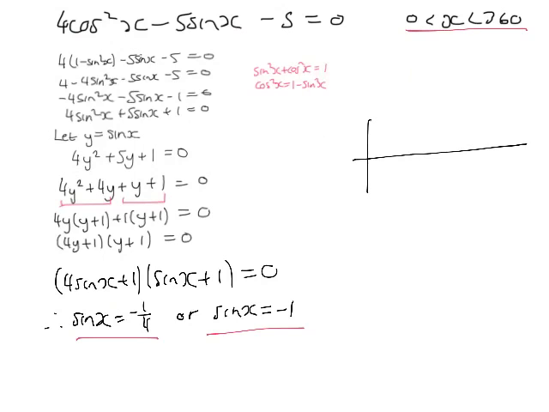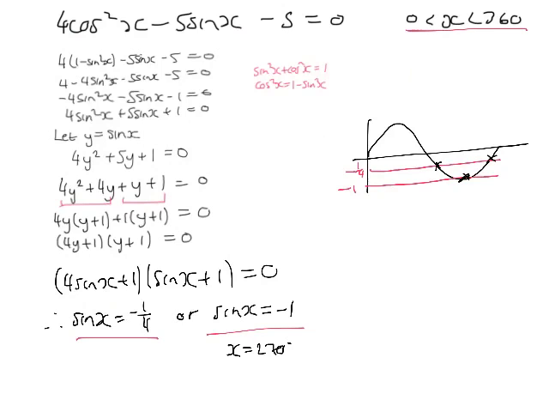So if we just draw the graph of y equals sine x between 0 and 360, we want to find where sine x is equal to negative 1 quarter, or where sine x is equal to negative 1. So our principal solution when sine x is equal to negative 1 is x equals 270 degrees. We can see from the graph there's only one solution there. And we've got two solutions when sine x equals negative a quarter.